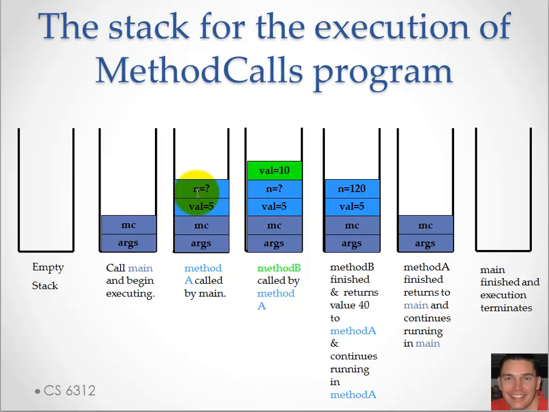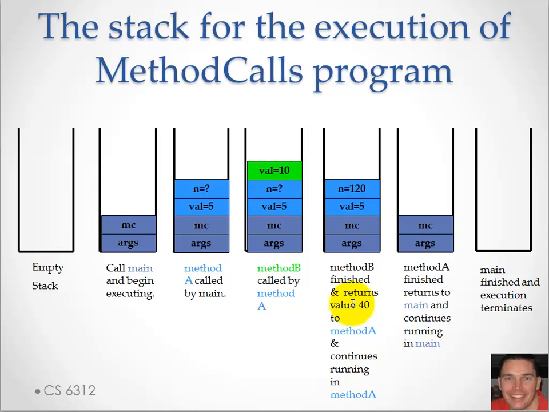On execution of that method, it ends up calling method B. When method B gets called, it pushes on its local variables. Val gets pushed on and assigned the value 10. That method is going to return the value 40. So when it returns, it pops method B off the stack, and with it returns the value 40 to method A, which uses that value in the calculation of 3 times method B.